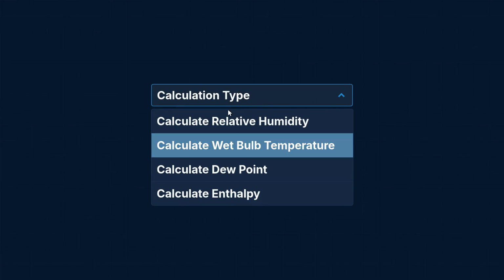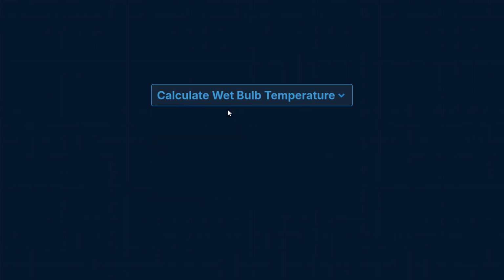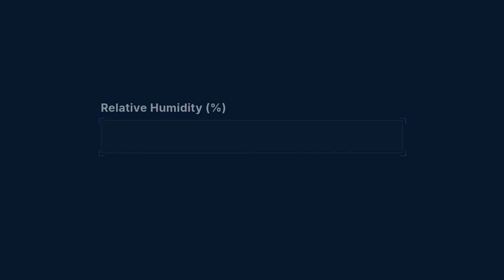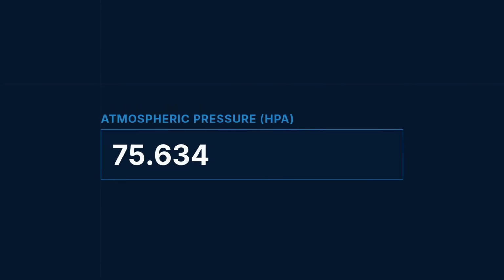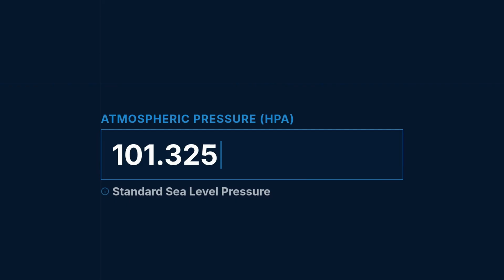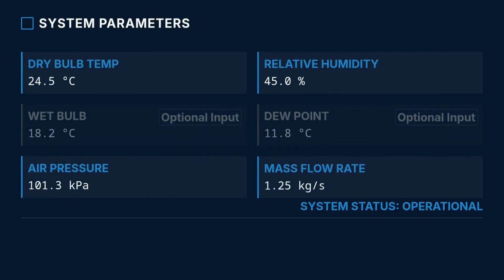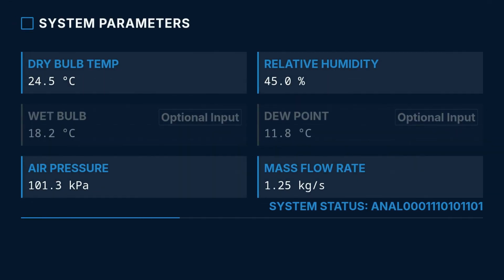Next, enter the dry bulb temperature in Celsius. I'll use 32.5 degrees. Then input the relative humidity as a percentage between 0 and 100. I'll enter 65%. The atmospheric pressure field defaults to 101.325 kilopascals, which represents standard atmospheric pressure at sea level. The remaining fields for wet bulb temperature and dew point temperature are optional inputs used for other calculation modes.